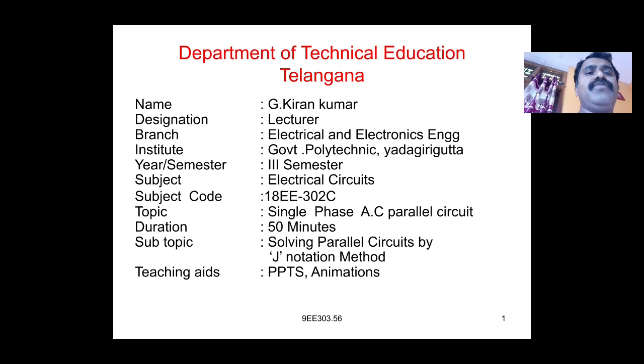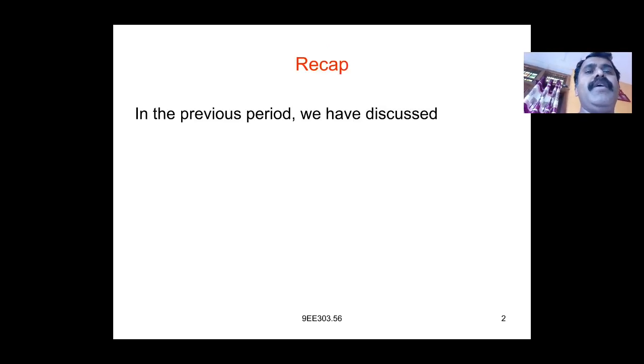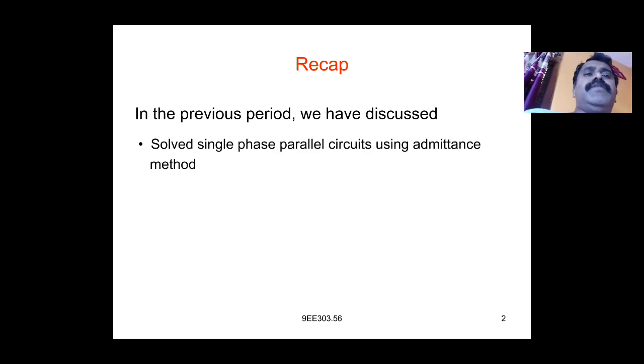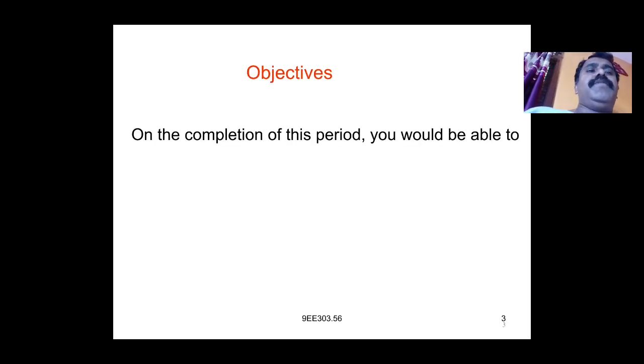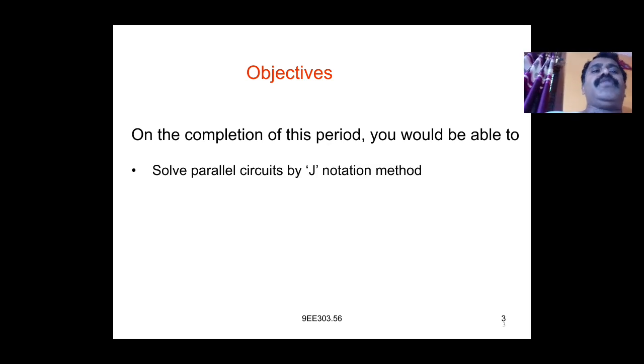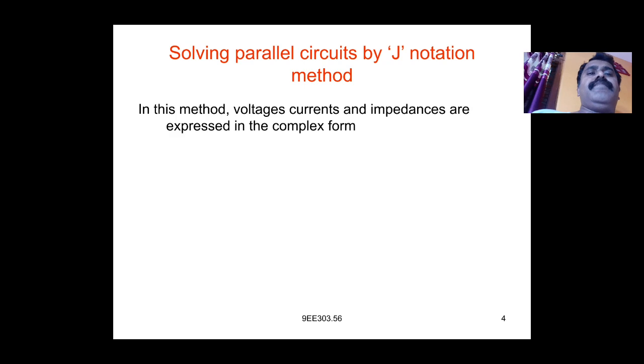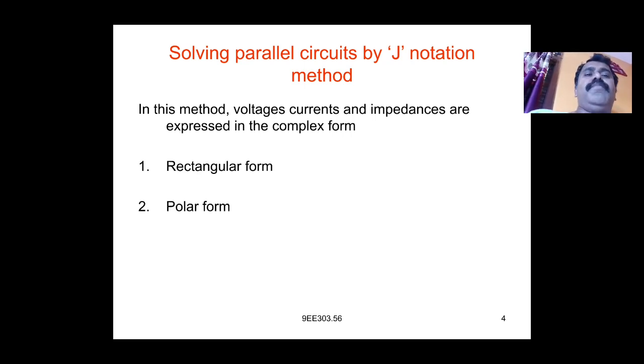Next subtopic is solving parallel circuits by J notation method, by converting rectangular to polar and polar to rectangular. In the previous period we studied the admittance and vector methods, now we see the J notation method. In the previous period we have discussed methods of solving single phase parallel circuits using the admittance method, and on completion of this period you would be able to solve parallel circuits by the J notation method. In this method, voltage, currents and impedance are expressed in complex form, that is the vector form, again rectangular form and polar form.